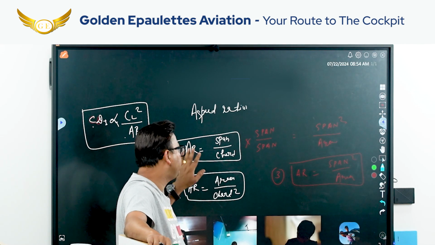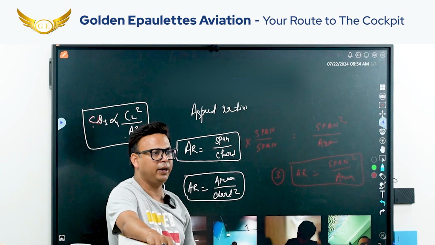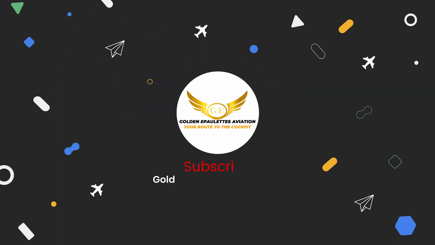So this aspect ratio determines the aerodynamic efficiency of any wing. So note this point.